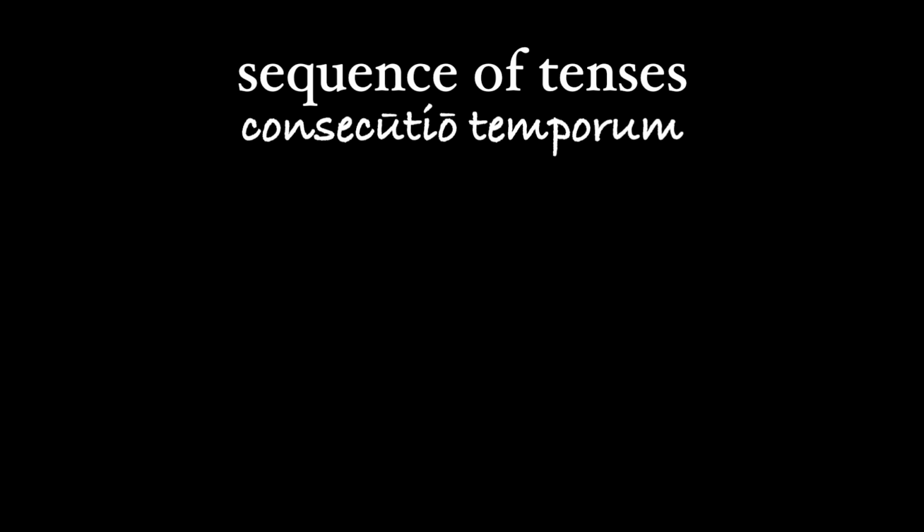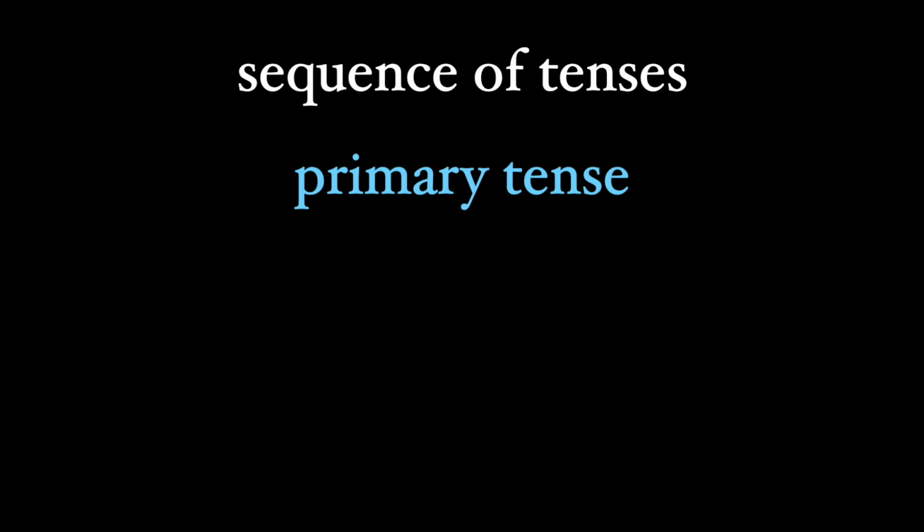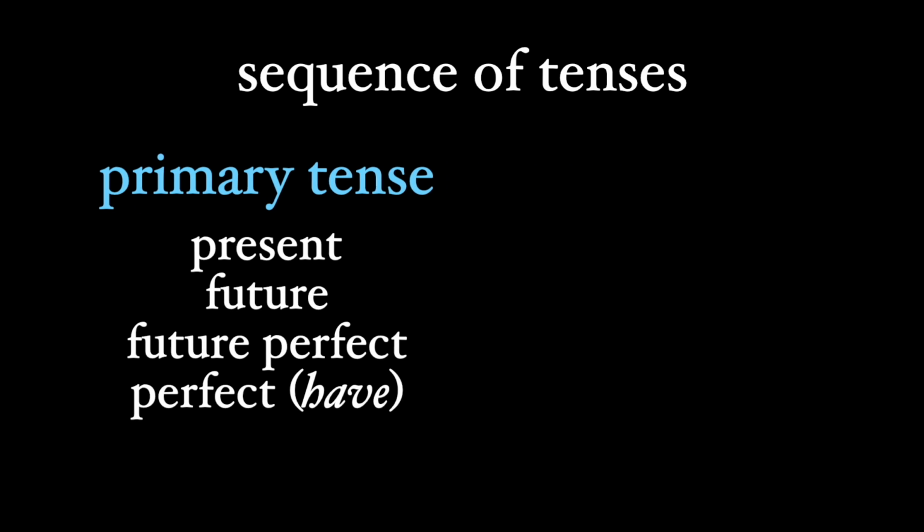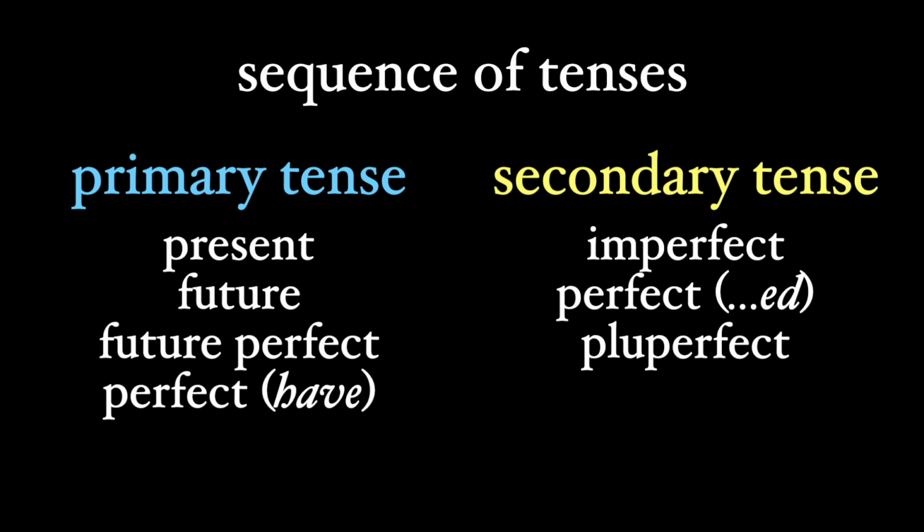But before we get to the general discussion of the rule, we need to define a couple of terms that are going to be used throughout this video. First is what is called a primary tense. This is present, future, or future perfect indicative main verb, and the perfect tense when translated as "have." The other three tenses, the imperfect, the perfect in general, and the pluperfect, are what are called secondary or historical tenses, which makes sense because these are all past tenses.